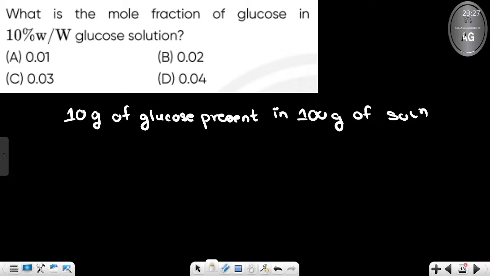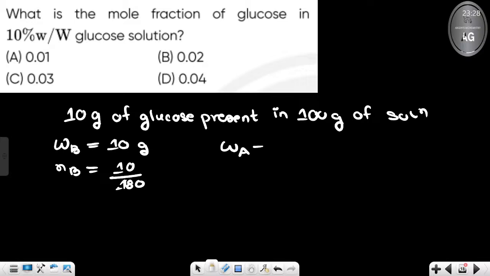So if 10 gram of glucose is in 100 gram of solution, then the weight of the solute is going to be 10 gram. So what is going to be the number of moles of glucose? It is going to be 10 divided by 180, since the glucose molar mass is 180. And what is going to be the WA? The WA is going to be 90 gram, because 10 gram is glucose.